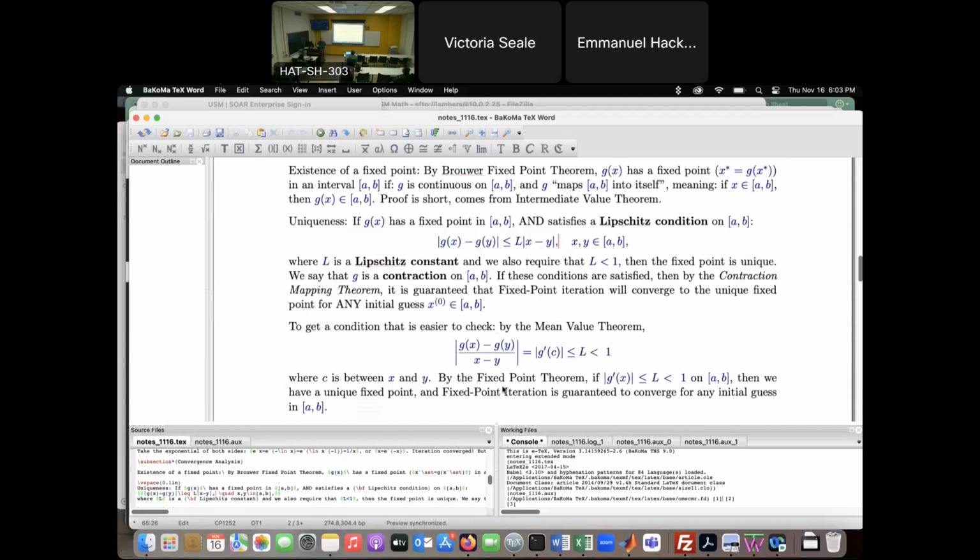So you only need one such value? Something less than or equal to that Lipschitz constant? Well, actually, ideally you want G to satisfy the condition on the interval AB. Yeah, so you want the derivative to be bounded.